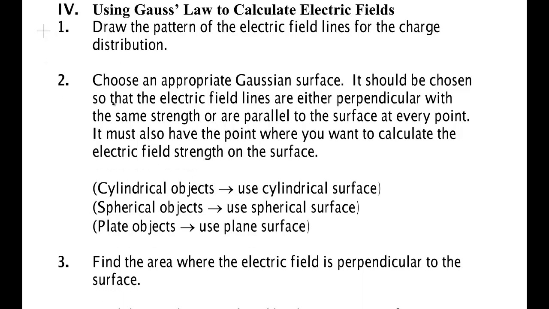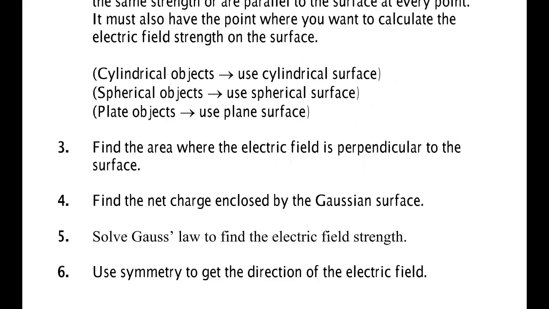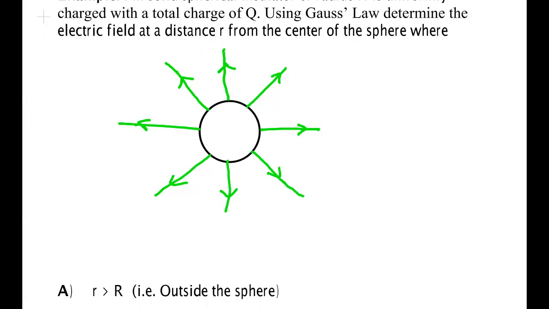Number two, choose an appropriate Gaussian surface. It should be chosen so the electric field lines are either perpendicular with the same strength or are parallel to the surface at every point. It must also include the point where you want to calculate the electric field strength. So let's say that I wanted to calculate the electric field at some point, at a distance r, right here. That's where I want the electric field. Then my surface has to include this point.